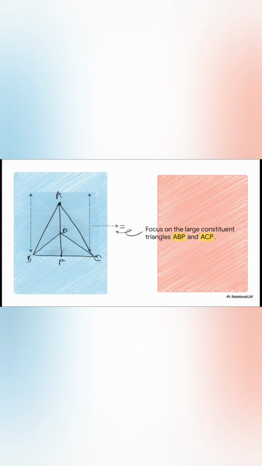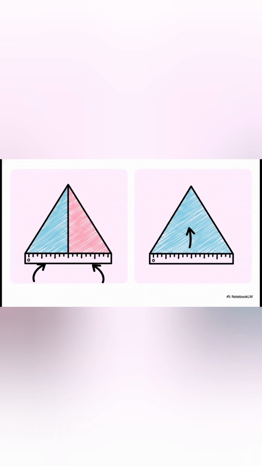Let's actually apply this tool to our sketch. Look at the two large constituent triangles taking up the left and right sides. That's triangle ABP on the left and triangle ACP on the right. Because they both start from that bottom line and reach all the way up to the exact same peak at vertex A, their vertical heights are completely identical. So here is the crucial point. Since their heights are strictly equal, the ratio of their total areas is entirely dictated by the ratio of their bottom edges. If you measure segment BP and compare it to segment PC, that exact fraction gives you the ratio of the area of the left triangle to the area of the right triangle.